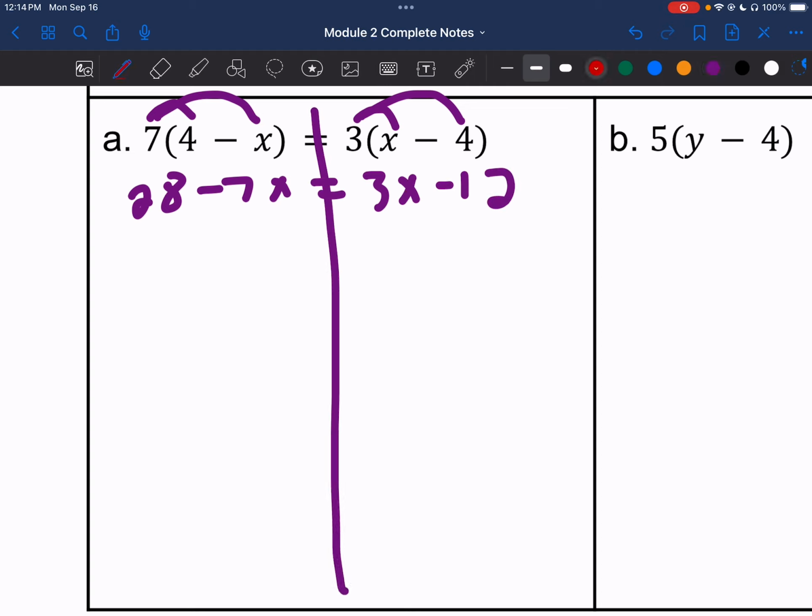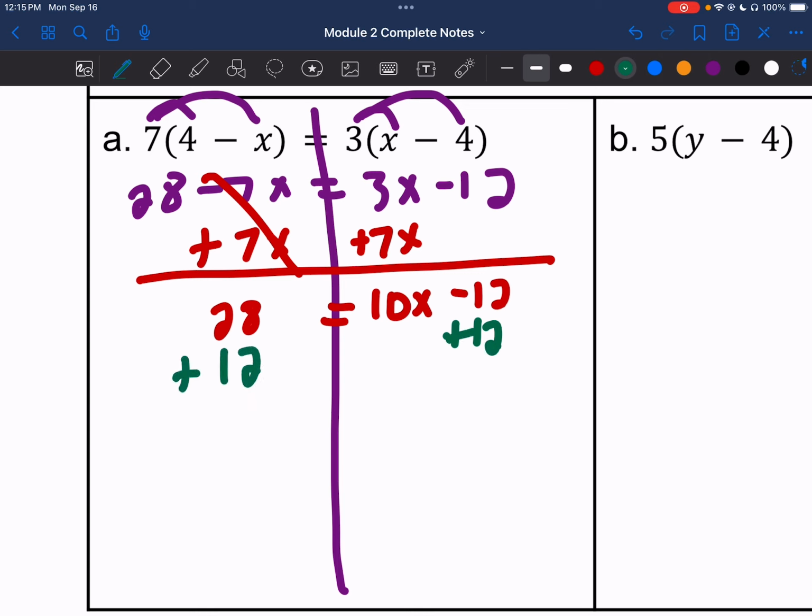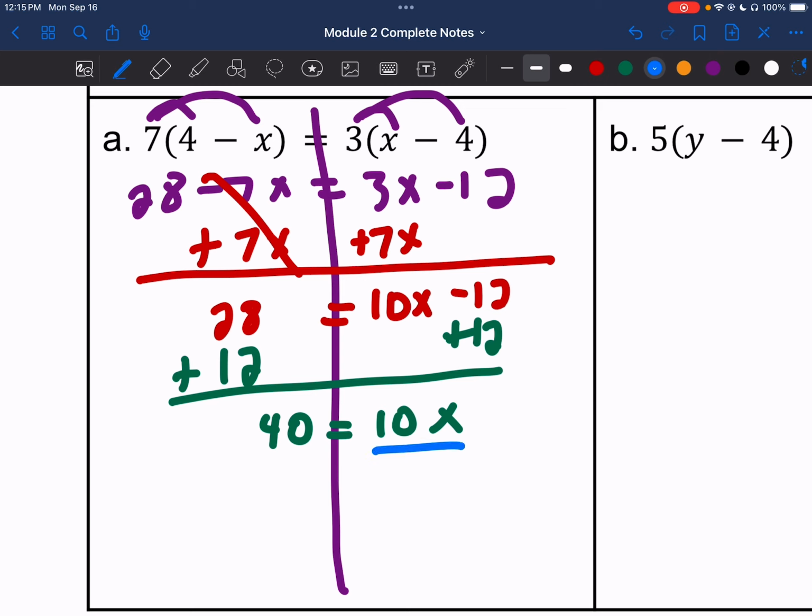Now, my first step, I see that I have a positive value of the variable on the right, so I'm going to continue moving that way. And so I'm going to add 7x to both sides. And I get that 28 is equal to 10x minus 12. My next step will be to add 12 to both sides. And I get that 40 is equal to 10x. And my final step will be to divide by 10. And I get 4 is equal to x.